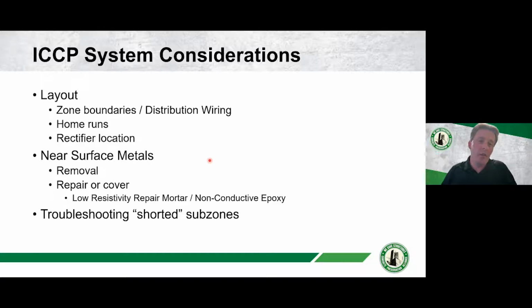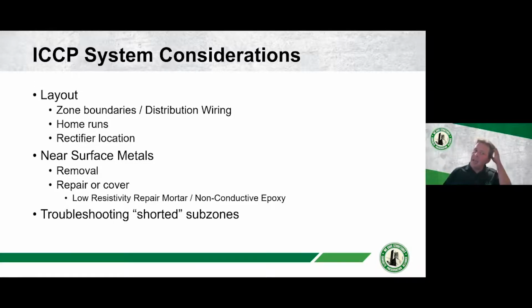Sometimes you'll have areas of very low cover. So bar that's essentially pretty darn close to the surface of the concrete. In that case, we'll put a non-conductive epoxy over the top of it or overbuild it with a low resistivity repair mortar. And then we troubleshoot the shorted zone. So what we mean by a shorted zone or subzone is any area that we know that the reinforcing steel is connected to the metallized anode. We don't want it to be. So typically we'll blow those out with a welder or another form of DC current and then look for the hot spots.